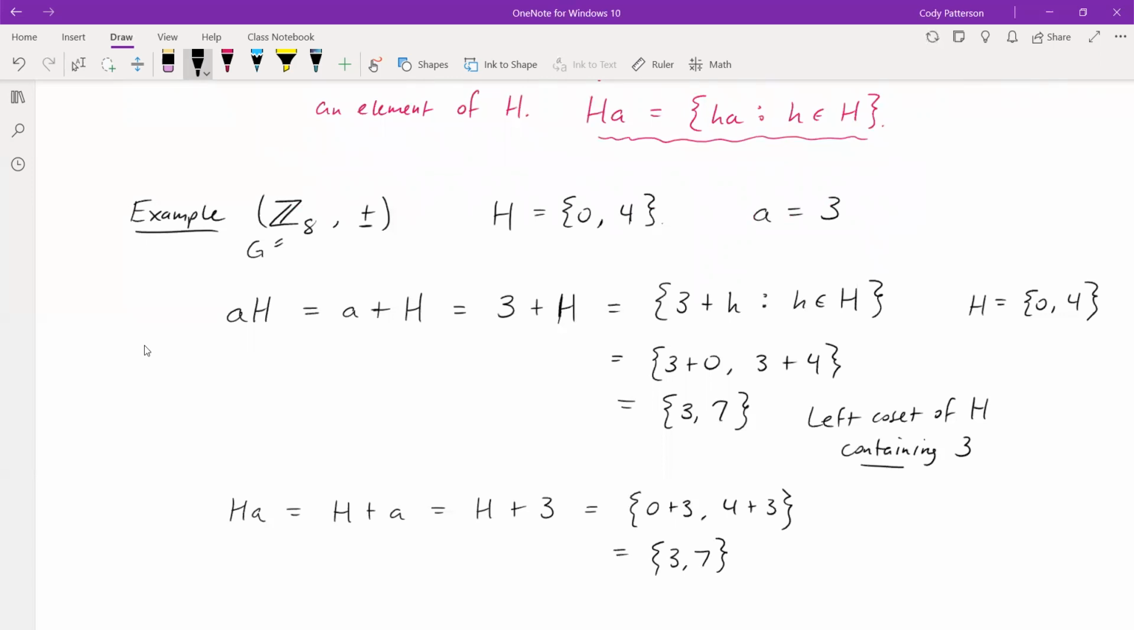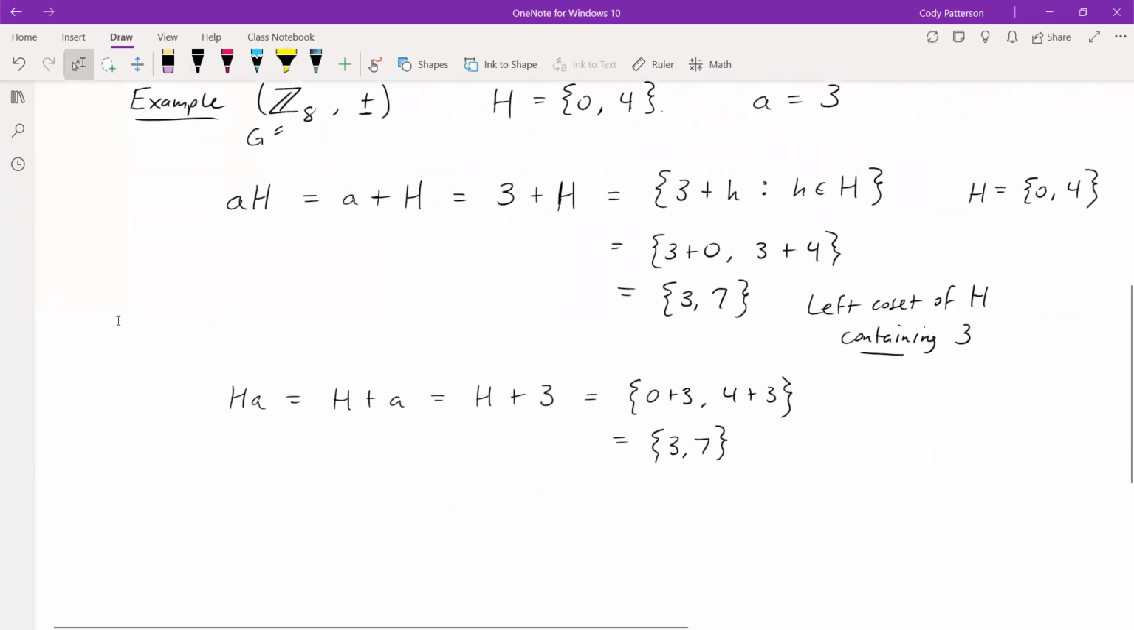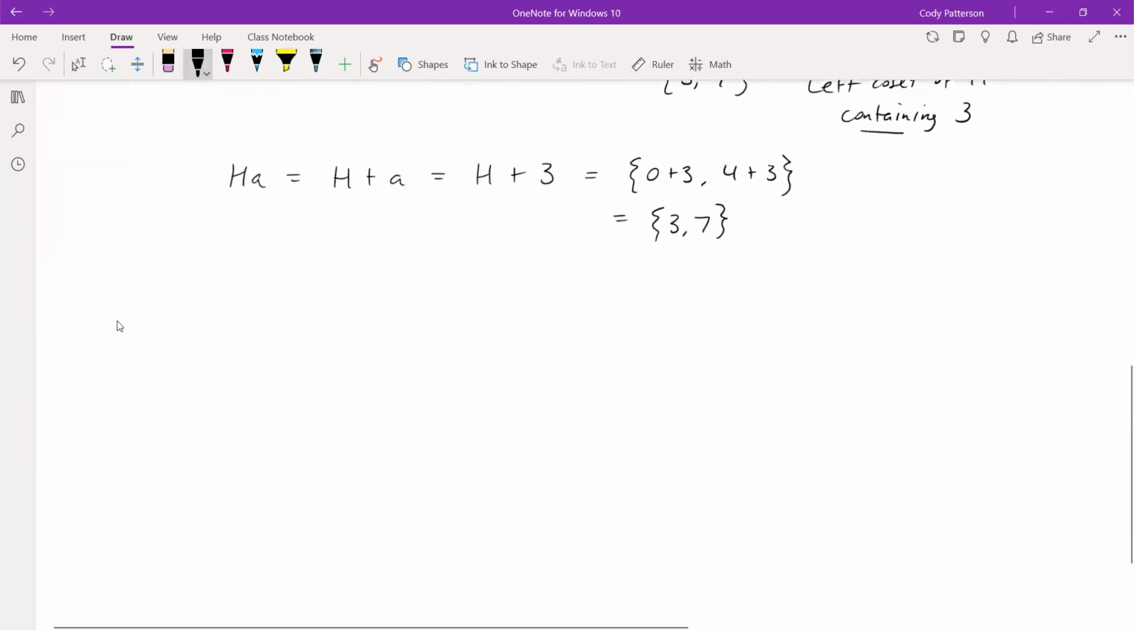You get the same thing because my group operation is commutative. All right, let's try a different example. In this one, left cosets and right cosets may not be the same thing. Let's have our group be the group D4, dihedral group on the square.